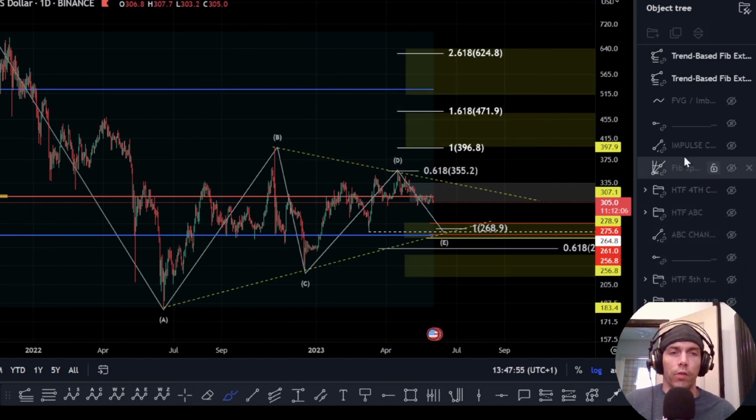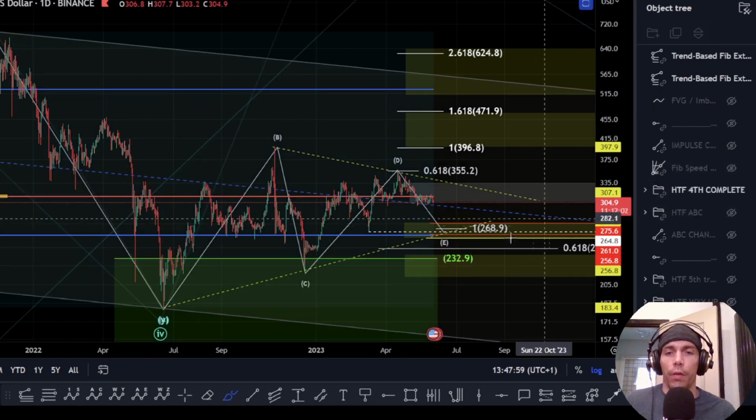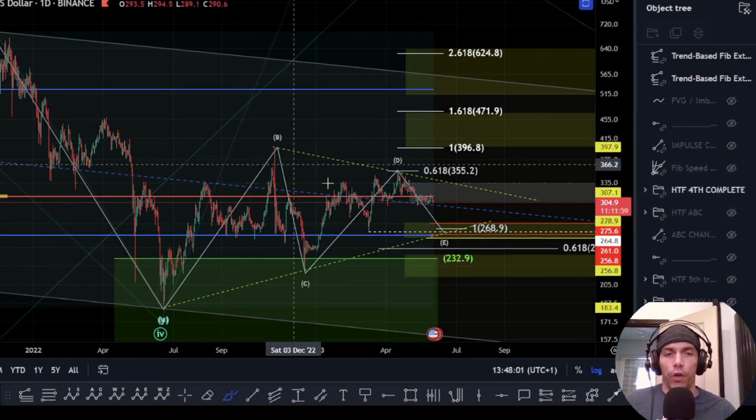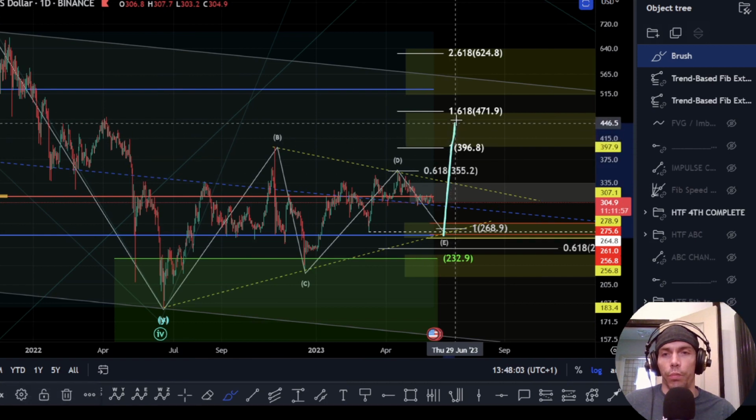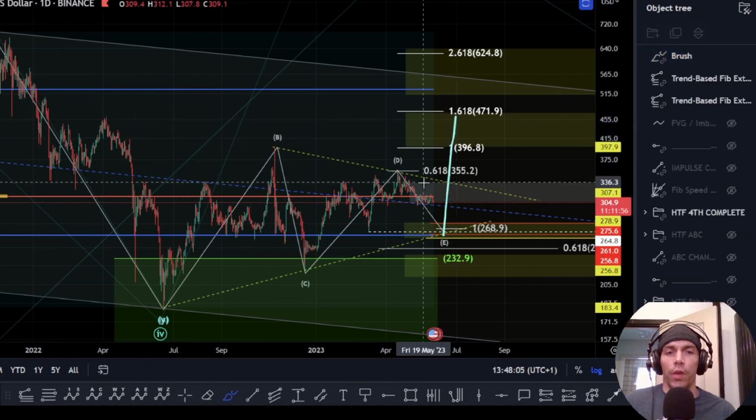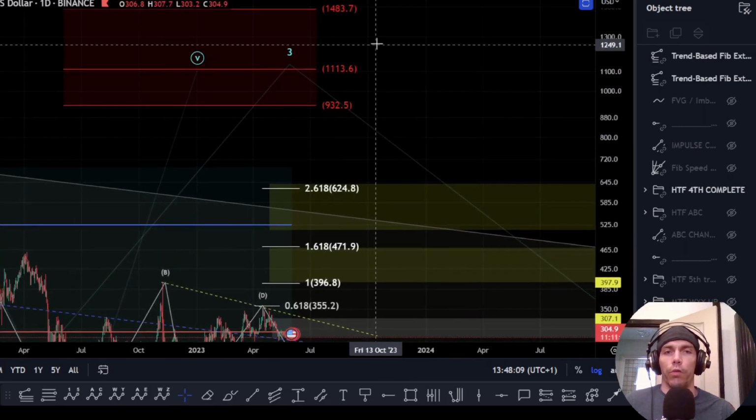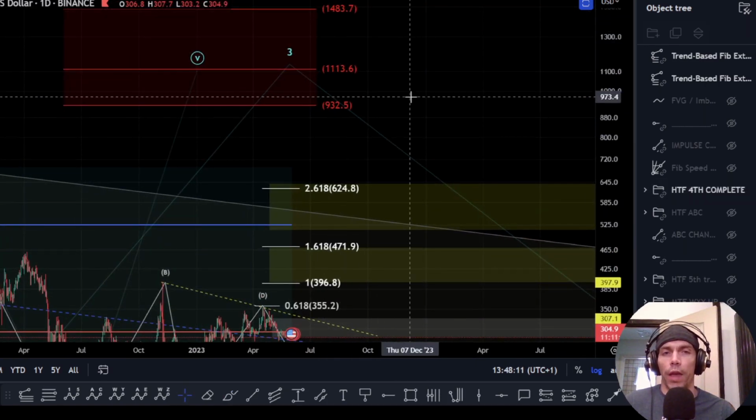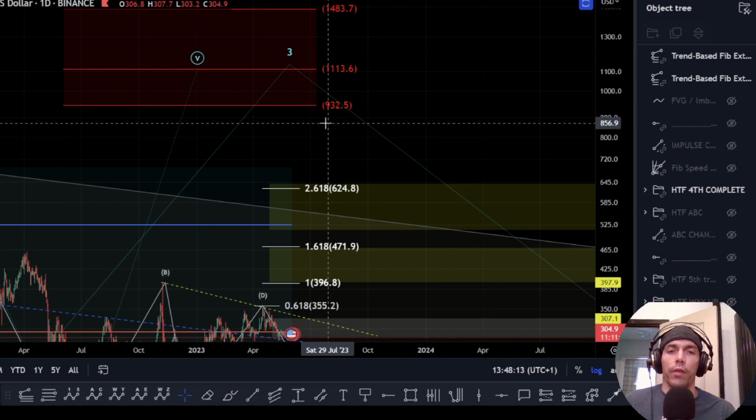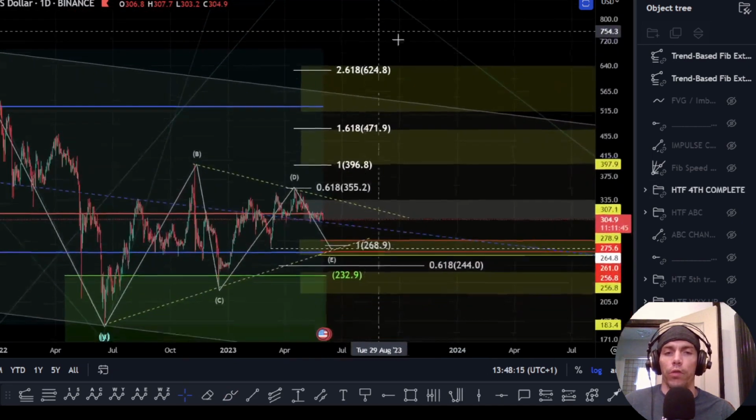So we need to just be aware that if we do see this start to push up from this E wave, where we start to break back above some of these key levels, this could actually mean that we are actually looking for this 5th wave target already, which would be this 1483 to this 932 level.